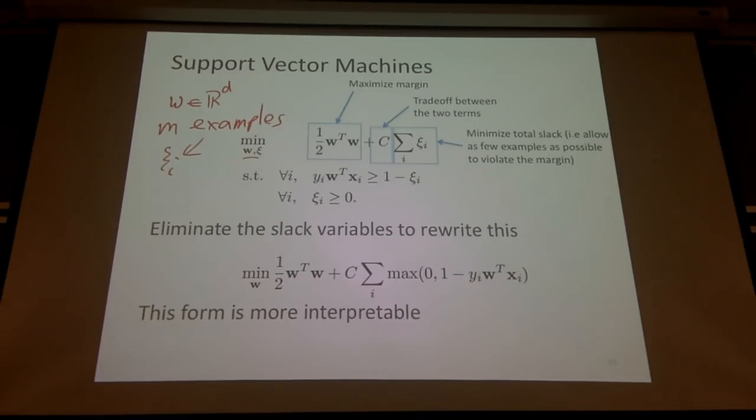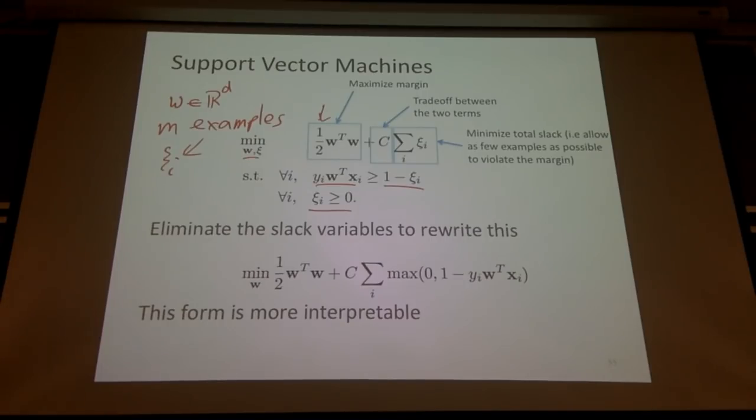What we had in the soft SVM was just minimize the norm of w. Half norm of w, half w transpose w. But now we're going to say minimize half w transpose w plus the total slack, the sum of all the psi i, such that for every example, y w transpose x is at least 1 minus psi i, where the psi i are positive.